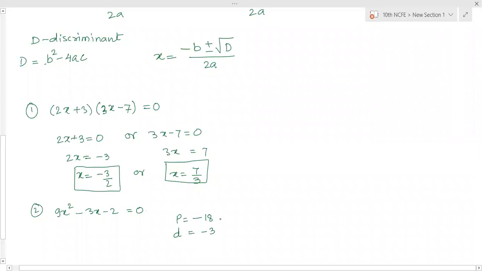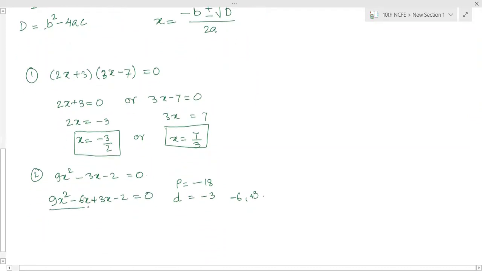So what are those numbers? 6 and 3. Out of 6 and 3, the larger number should have the middle number's sign. The middle number has a minus sign, so the larger number 6 has the minus sign, and the second one has the plus sign. So 9x squared minus 6x plus 3x minus 2 is equal to 0.